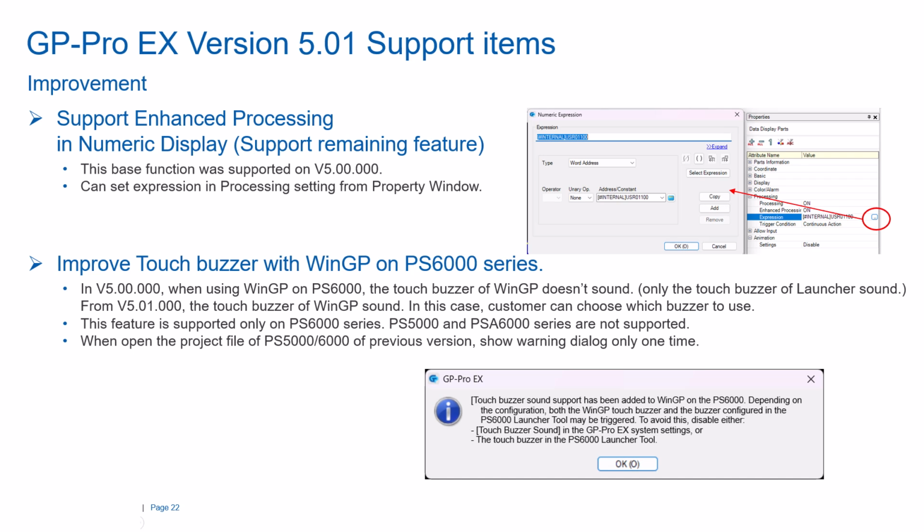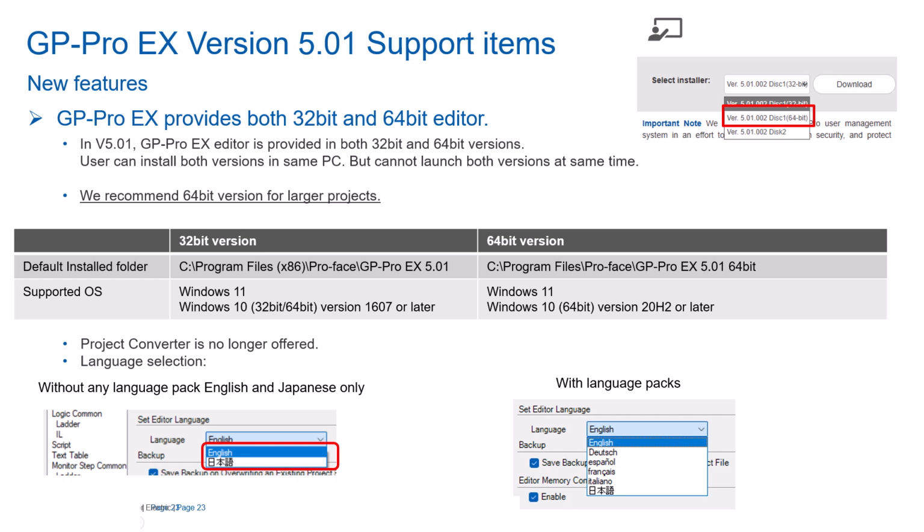Okay, so again, in support, just adding something to the property sheet. Here's a note about the touch buzzer with WinGP on the PS6000 series. Again, if this is stuff that you're interested in, check it out. Okay, here's something else, and then here's another one that we'll talk about.